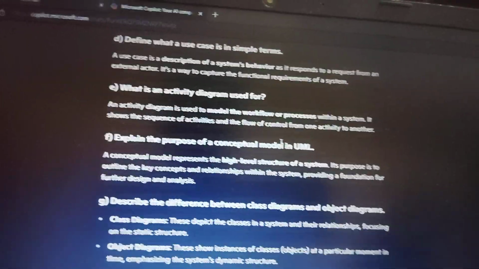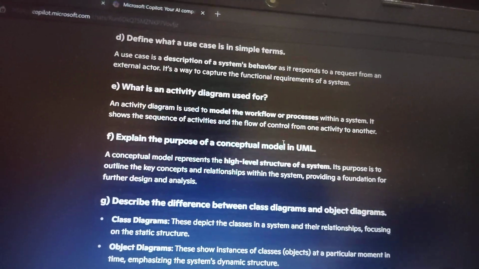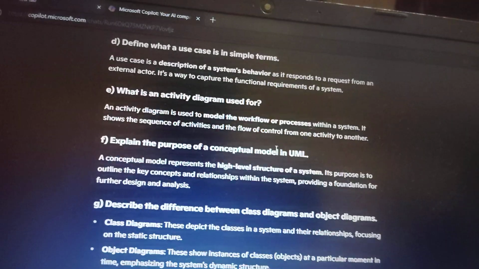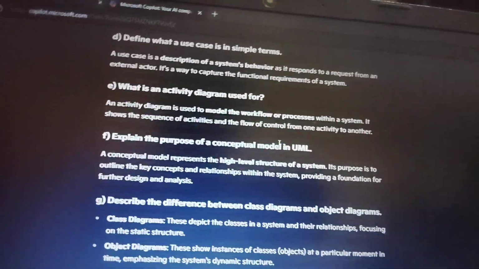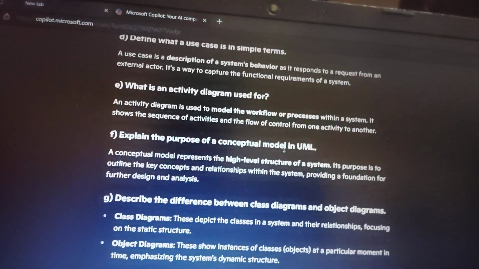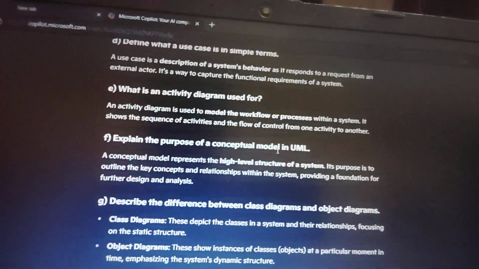Let us revise once again. An activity diagram is used to model the workflow or processes of a software system or within a system. It shows the sequence of activities and the flow of control from one activity to another. Okay, sequence of activities and the flow of control, or a model of the workflow or process within the system.